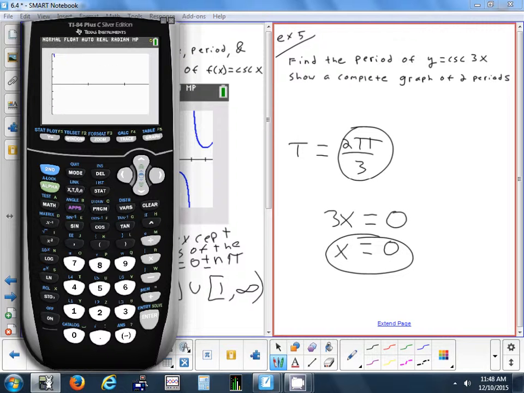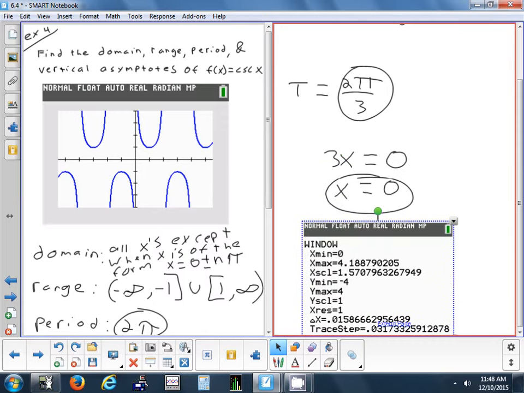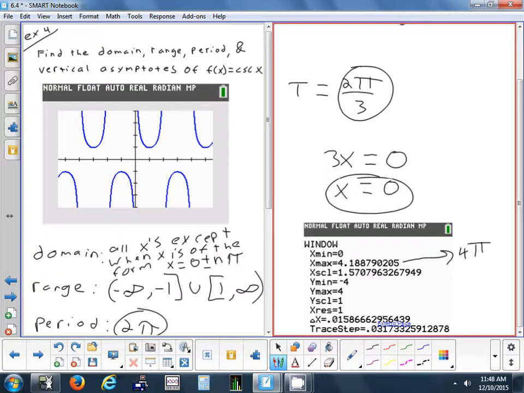X min, Y min, and Y max, that's fine. It's perfect. That's what they wanted. 2 complete graphs, nothing's broken off. Okay, again, not the only way to do it, but probably the easiest. All right, so window. X max was 4 pi over 3. You could just leave that as your window. And you don't have to write the scale or the resolution. I would just ask for this one, this one, this one, and that one. Okay, any questions on that?